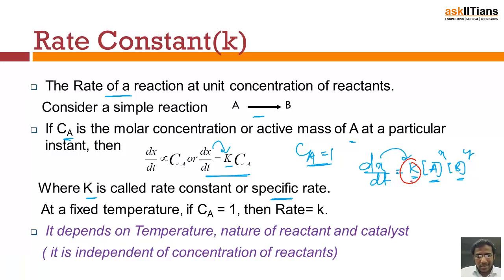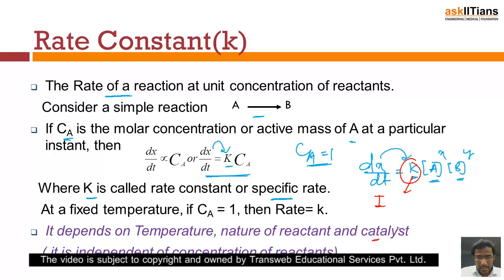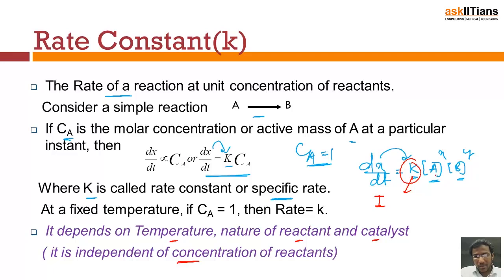And this rate constant depends upon temperature, the nature of the reactants, as well as the catalyst. So these are the three factors which will affect the rate constant of the reaction, but it is independent of the concentration of the reactants. Whether you take unit concentration or a different concentration, the rate constant is going to be the same. It only depends upon the temperature, the nature of the reactant and the catalyst. So these are the three factors that will affect the rate constant. So this is about rate constant, rate law and law of mass action.